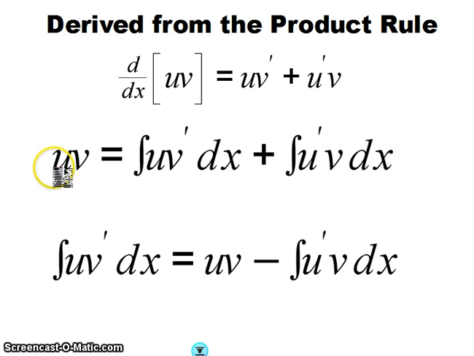And by now moving this around a little bit, you will see that we have the integral of uv prime dx equal to uv minus the integral of u prime v dx, and that is integration by parts. So we need to get our integrals into this form in order to apply this rule. Let's look back at our original problem.